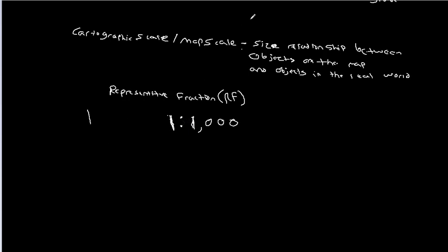And so this would be written in English as 1 unit on the map represents, oops, that got really sloppy, give me 1 second, that represents 1,000 units in the real world.